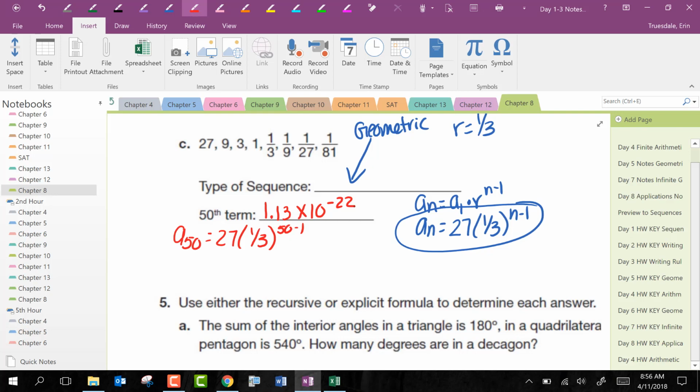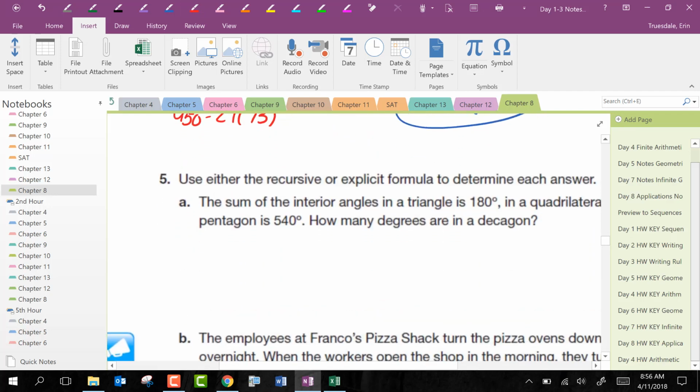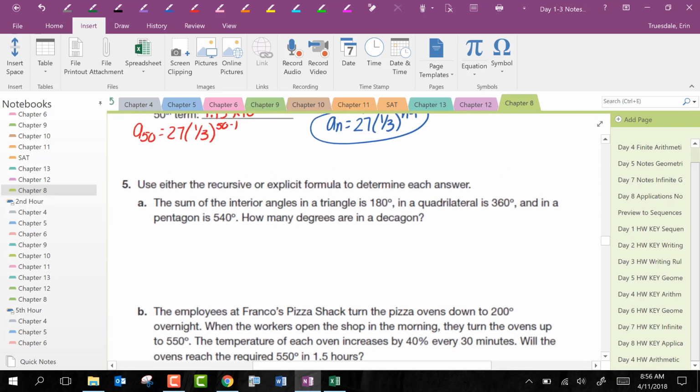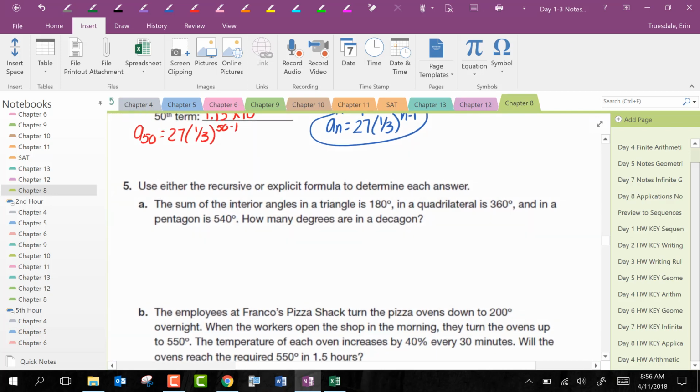Okay, very good. Use either the recursive formula or the explicit formula to determine each answer. Okay, and so in this one, it says the sum of the interior angles in a triangle is 180 degrees. In the quadrilateral is 360, and in the pentagon is 540. How many degrees are there in a decagon?